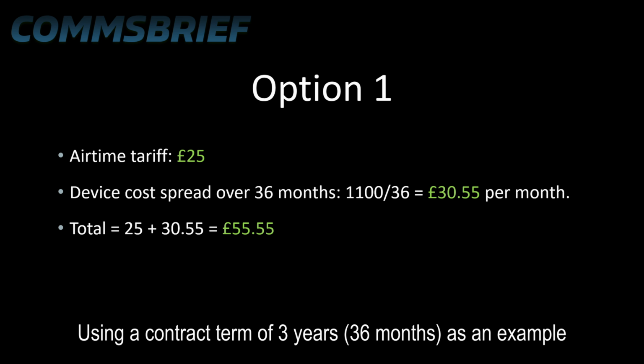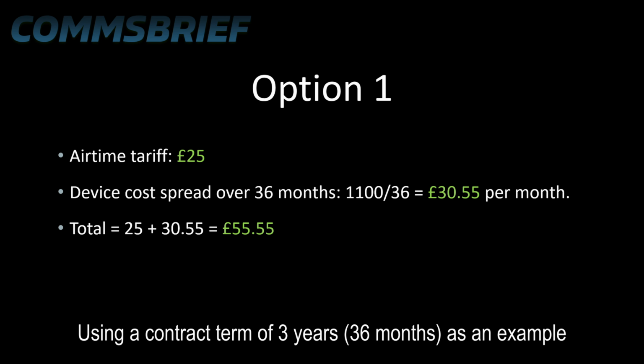So for example, if the contract is for 36 months, the device cost will be £1,100, because that's what the phone costs in this example, divided by 36, which is £30.5 per month for 36 months. And the monthly subscription, therefore, will be £25 for the airtime, plus £30.5, which basically means £55.5 per month. So for this, the customer gets airtime, 50 GB of data, unlimited minutes and texts, and the phone as well.